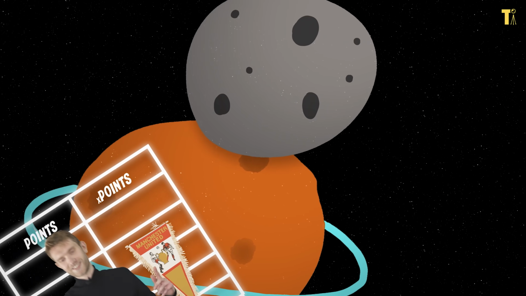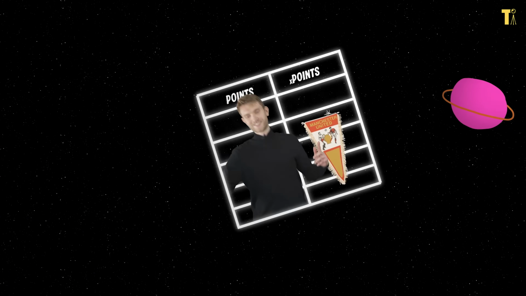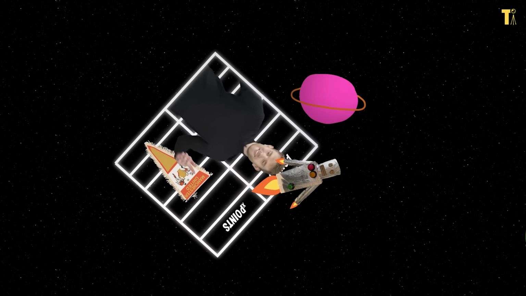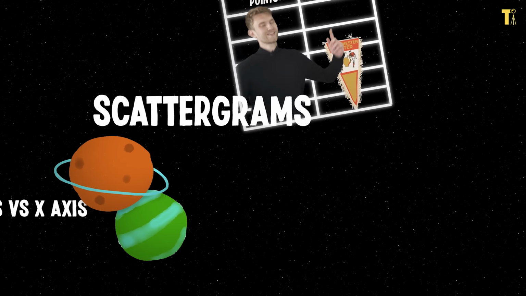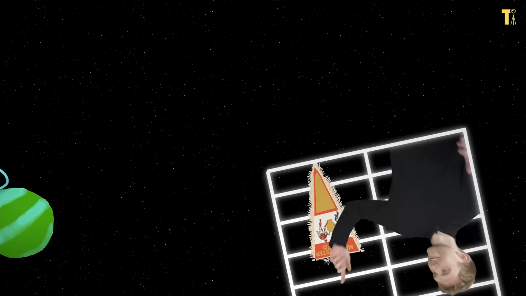Mark Carey is trapped inside an XG table. Mark Carey is trapped inside an XG table. An XG table is a table about expected goals and points, and Mark Carey is trapped inside it.